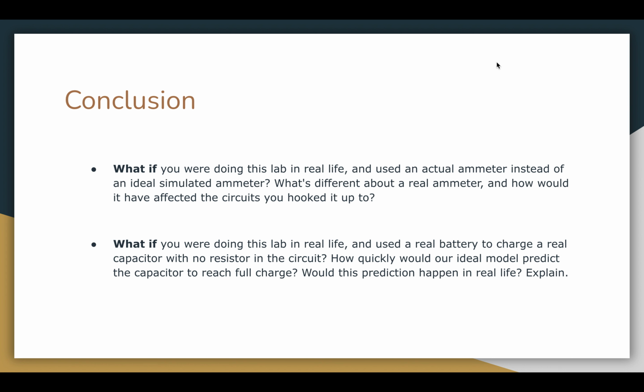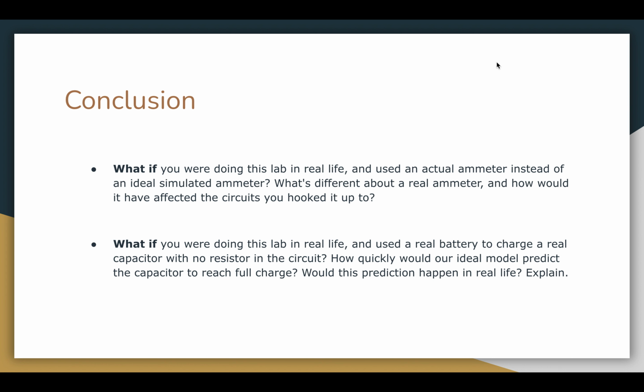For the next question, what if you were doing this lab in real life and used a real battery to charge a real capacitor with no resistor in the circuit? How quickly would our ideal model predict the capacitor to reach full charge? Would this prediction happen in real life? Our ideal model would predict that the capacitor would be charged instantly. This is due to the fact that the model assumes no resistance in the wires or the battery, and therefore an infinitely large current would be able to flow and charge the capacitor instantly.